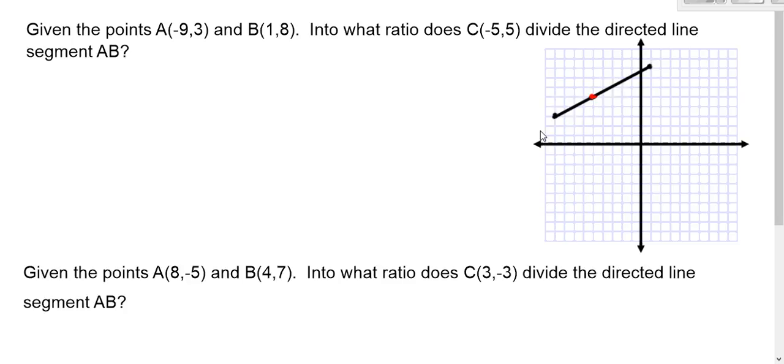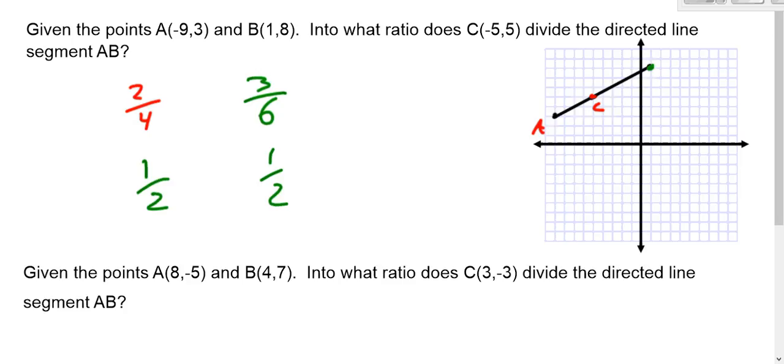So to get from point A to this point in the middle, we had to go up 2 and over 1, 2, 3, 4. And then to get from point C to point B, we had to go up 3 and over 6, up 3 over 6. So they have the same slope. If you were to reduce this, this would be 1/2 and 1/2.